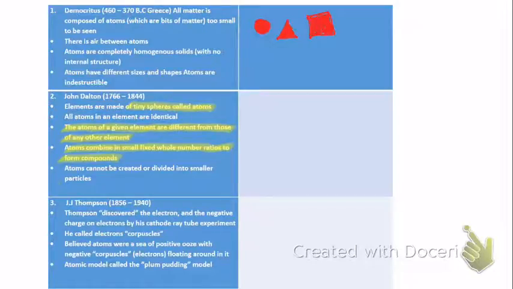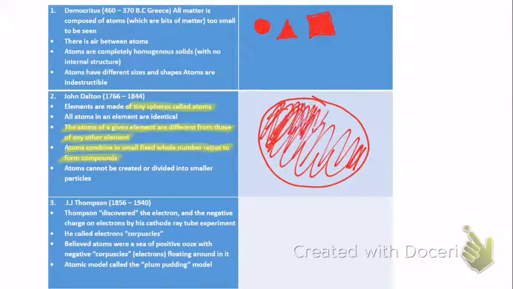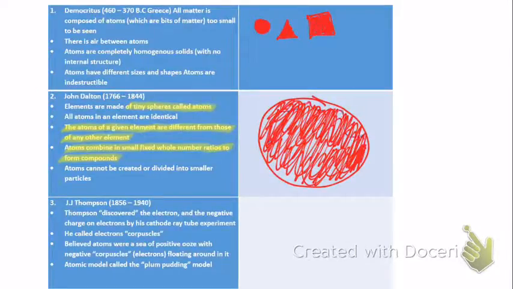Essentially, John Dalton's model could be drawn simply like this. It was a solid spherical object that could not be broken into smaller particles at all. So we're trying to make a solid sphere here. We could draw that in.